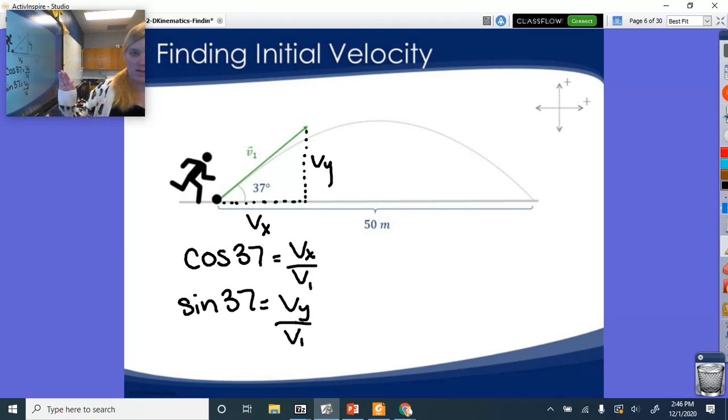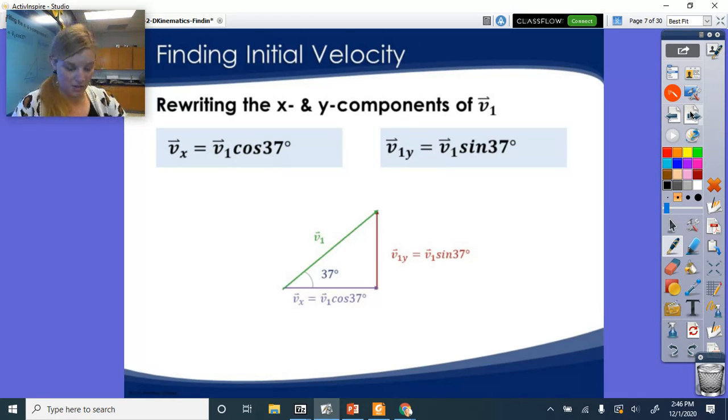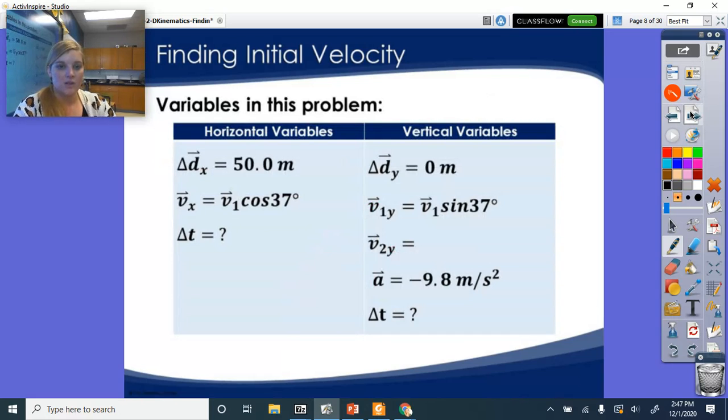So I can't solve for those right away. Having that information, I can rearrange them so that I can plug them into our equations to solve for something. So I rearrange it to solve for my Vx and my initial velocity in the y. And I'm saying initial velocity in the y just because the equation that we use for that section is going to be one that uses the initial velocity specifically. So I can lay out my variables for this problem.